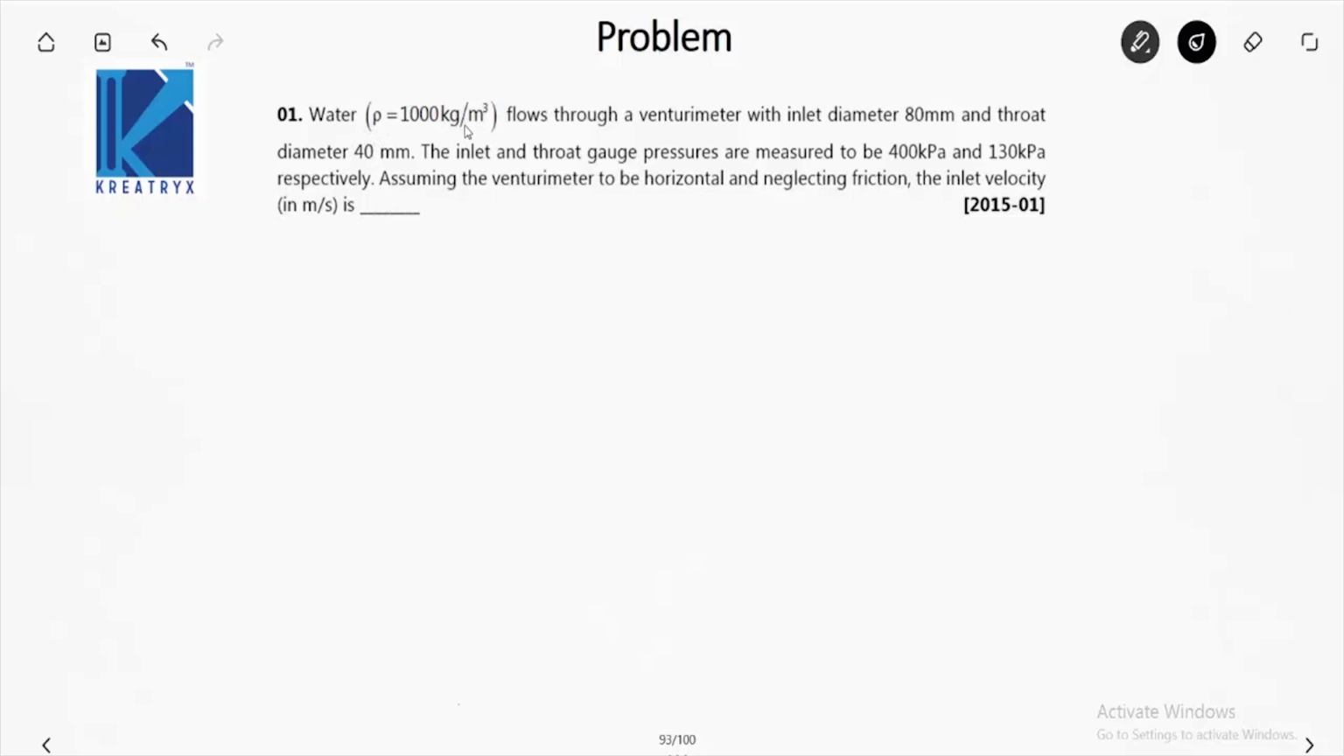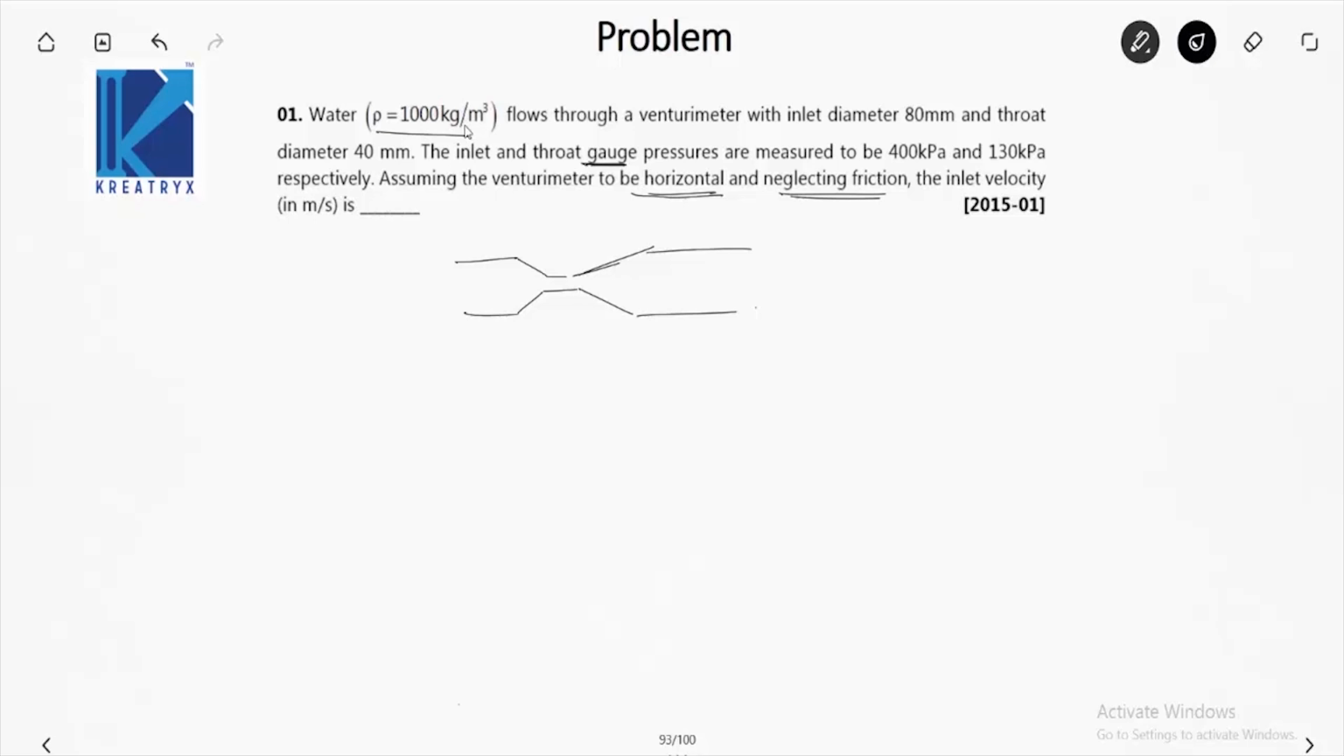Density is given as 1000 kg per meter cube. Water flows through a venturimeter with inlet diameter 80 mm and throat diameter 40 mm. Okay, let me draw a rough sketch of the venturimeter. So the inlet and throat gauge pressures are measured. This is the keyword: gauge pressures are given. They are measured to be 400 kilopascal and 130 kilopascal respectively, assuming the venturimeter to be horizontal and neglecting friction.